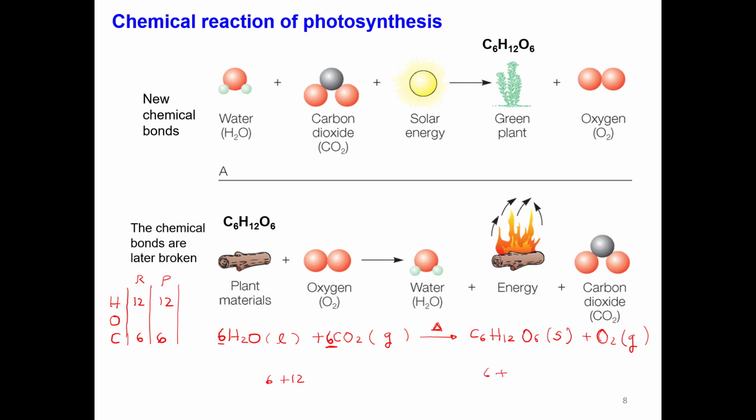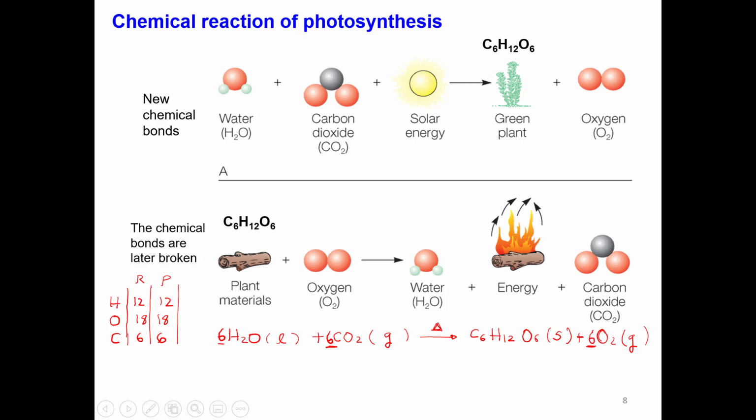Then what to do? We need to multiply. Because we need 18, we need to multiply by 6. And let's try it again. We had 6 here. 6 times 2 is 12. Now we had 18 and 18. Then this is the right equation. This is the complete equation of the chemical reaction of the photosynthesis. This is the balanced equation of the chemical reaction of the photosynthesis.